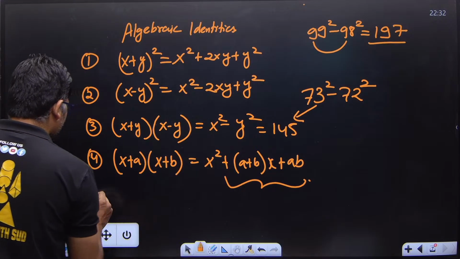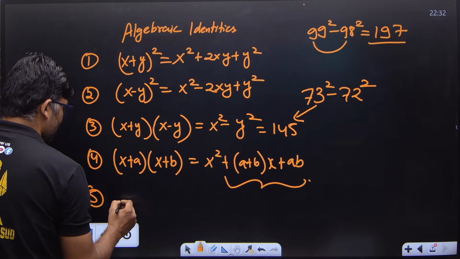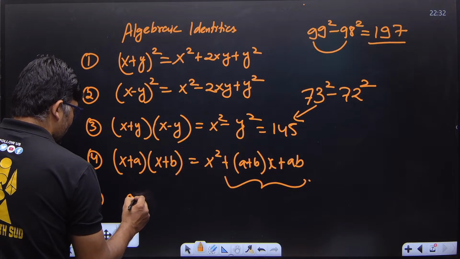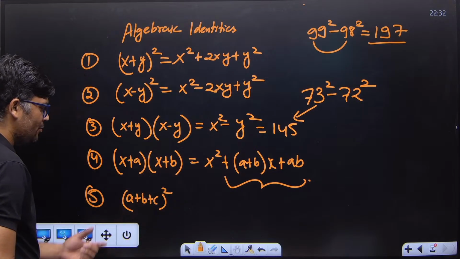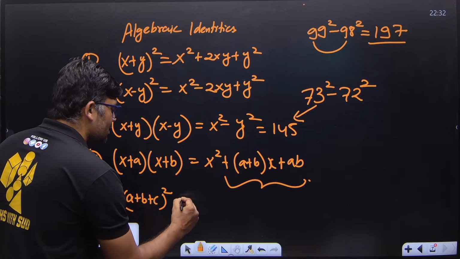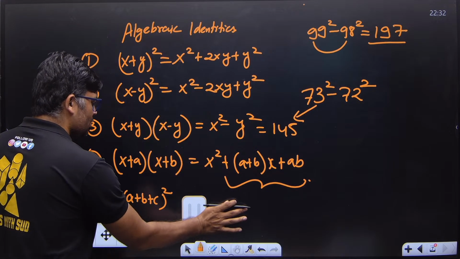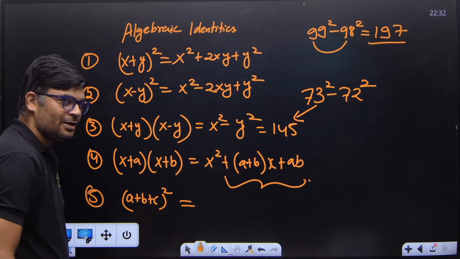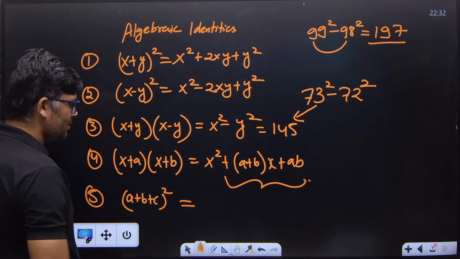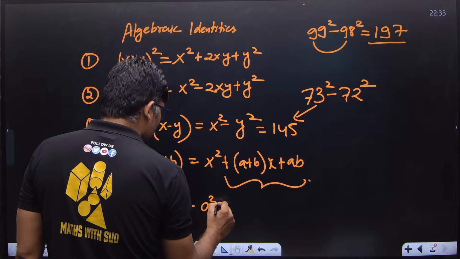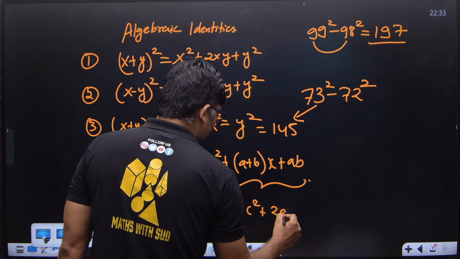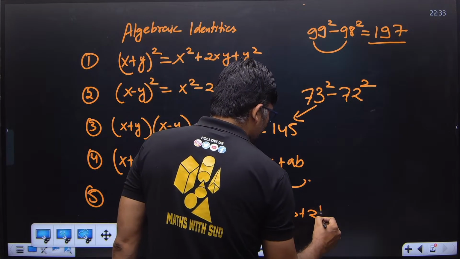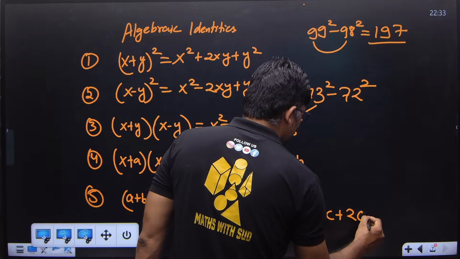There is one more identity. I think you should write that as well. Okay. So it is a plus b plus c whole square. I am using a plus b plus c because the z and 2 will get confused, so I am not writing x plus y plus z. Instead I am using a plus b plus c. So it is a square plus b square plus c square plus 2ab plus 2bc plus 2ca.